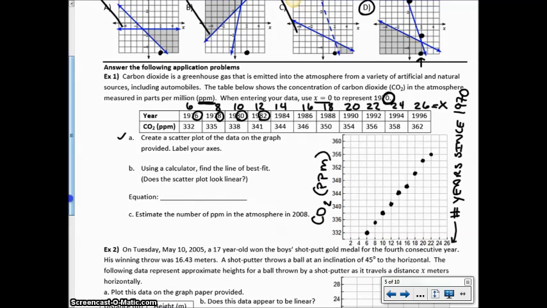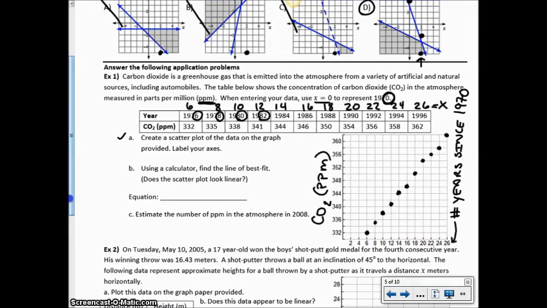24 is 358. And then the last one is 362. So that's the very top one up there. Okay, so that's what our data looks like. It looks like it's pretty linear. You could almost make a completely straight line. There's a little bit of a bump in it, so that's okay.